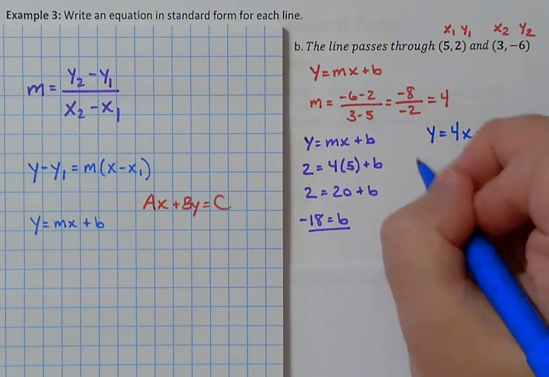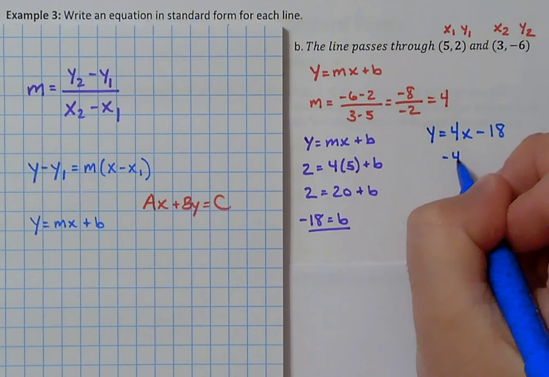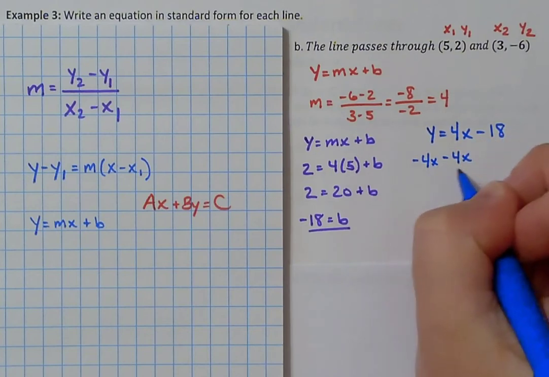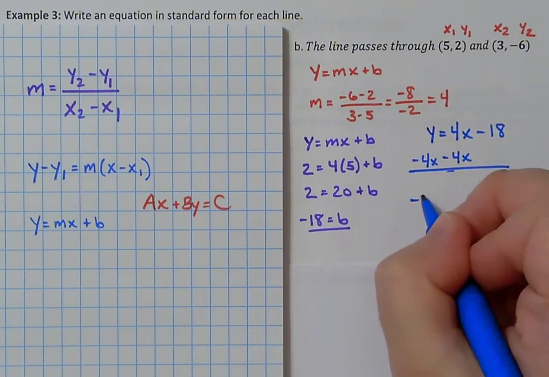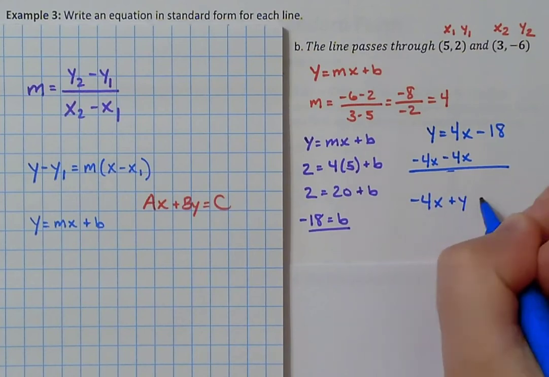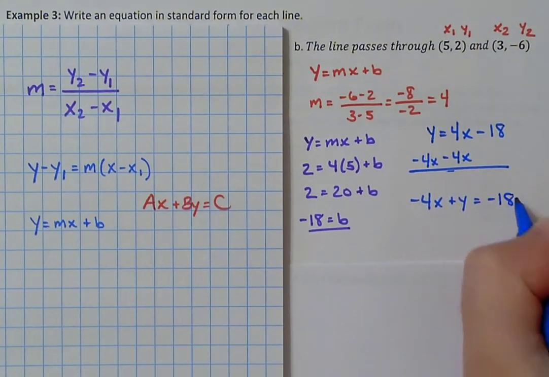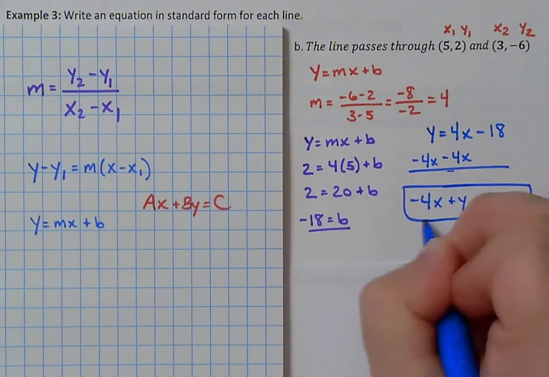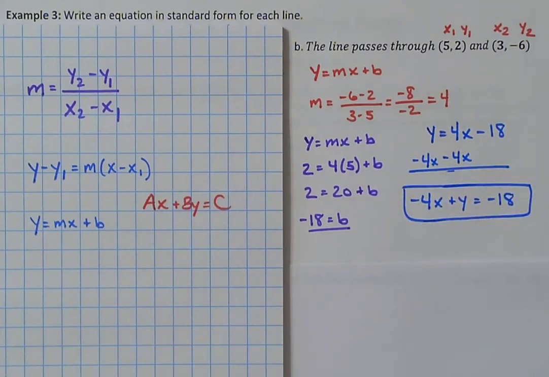And then all I have to do is move the x to the left. So that means I subtract the 4x. And I end up with negative 4x plus y equals negative 18 for my answer. X and y are on the same side, the constant's on the other side, and I have no fractions. And that is how you write the equation given 2 points using point or slope-intercept form to do it.